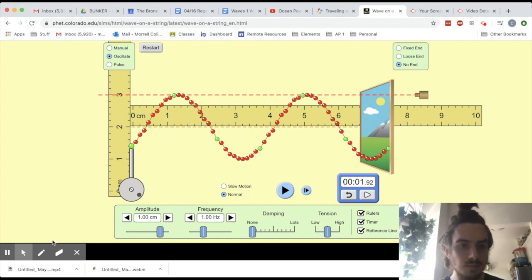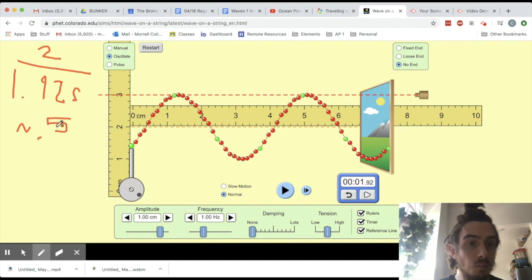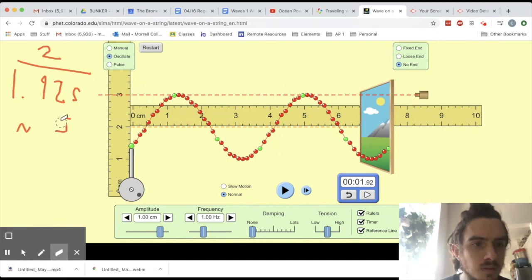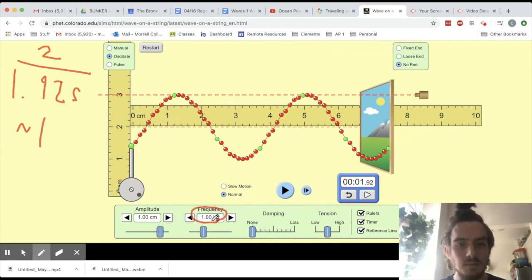Okay, so I got 1.92 seconds. Let's write that down. 1.92 seconds. That was the time for two waves to pass by. I had to go from crest to crest to crest. Crest, trough, crest, crest, trough, crest. That's 2, which means that the frequency is going to be 2 over that value, or approximately, we'll say 0.5. Oh no, 1 actually, isn't it? It's even easier. So approximately 1. Well, it should be exactly 1, because that's what we set it to. So that's perfect. It matches up exactly with our expectations.